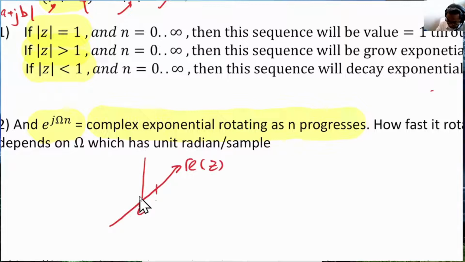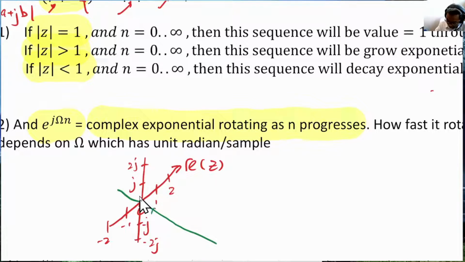This is 0, this is 1, this is 2, this is minus 1, this is minus 2. Now this is minus j, minus 2j. This is the imaginary line. This is j, this is 2j. So where is time? So I will draw time here.